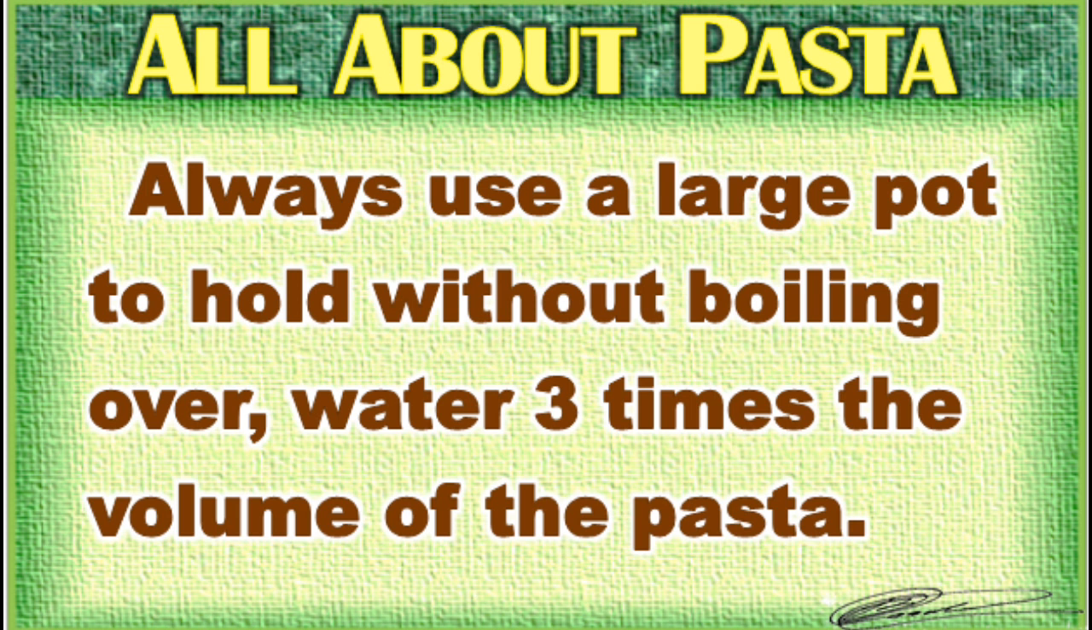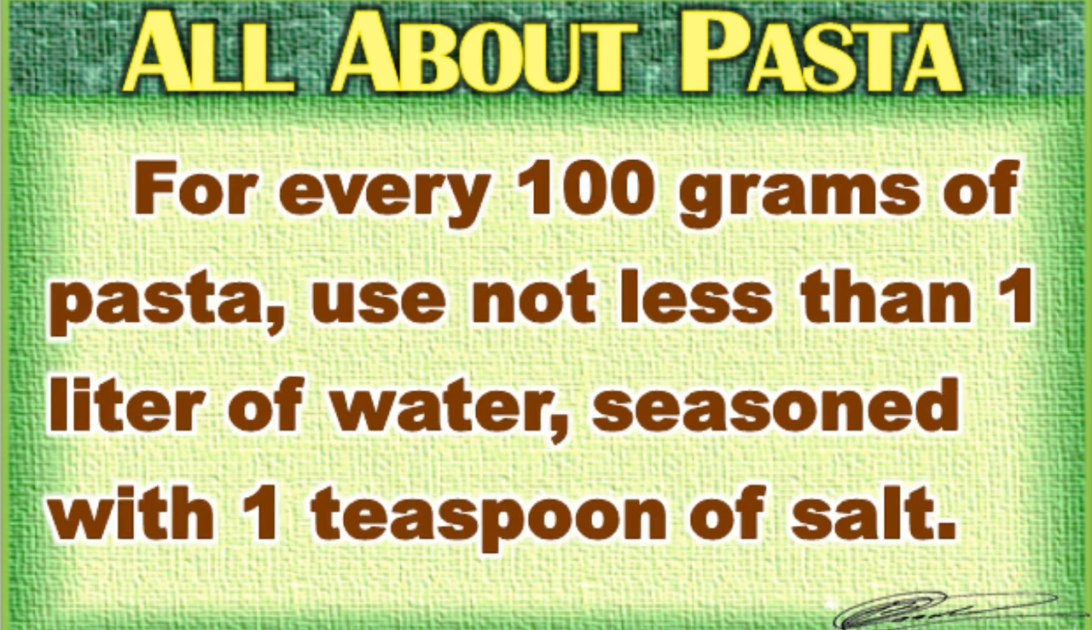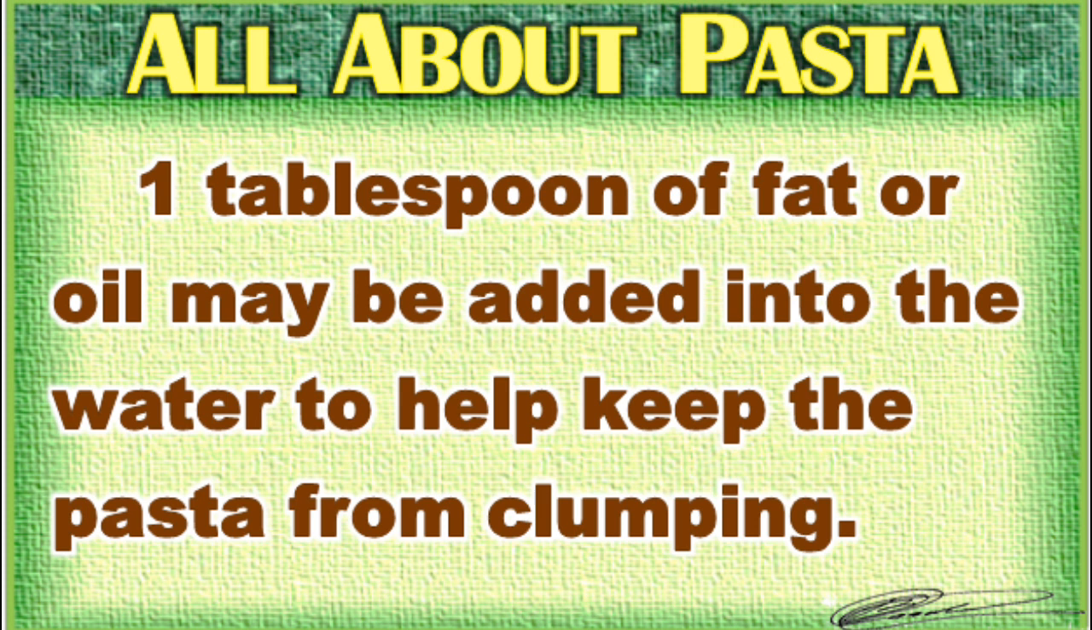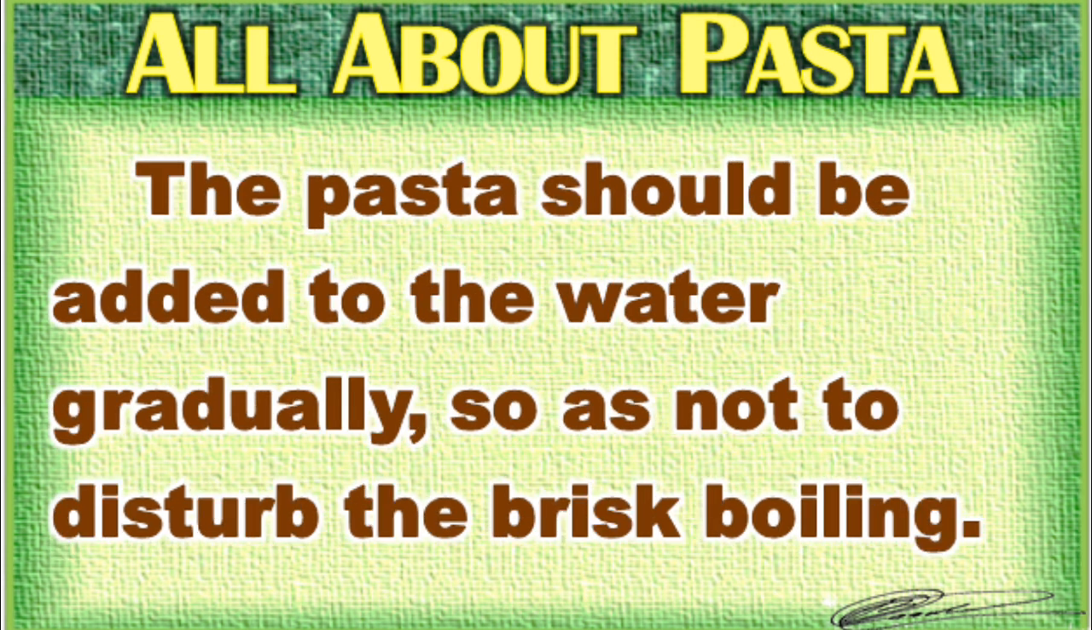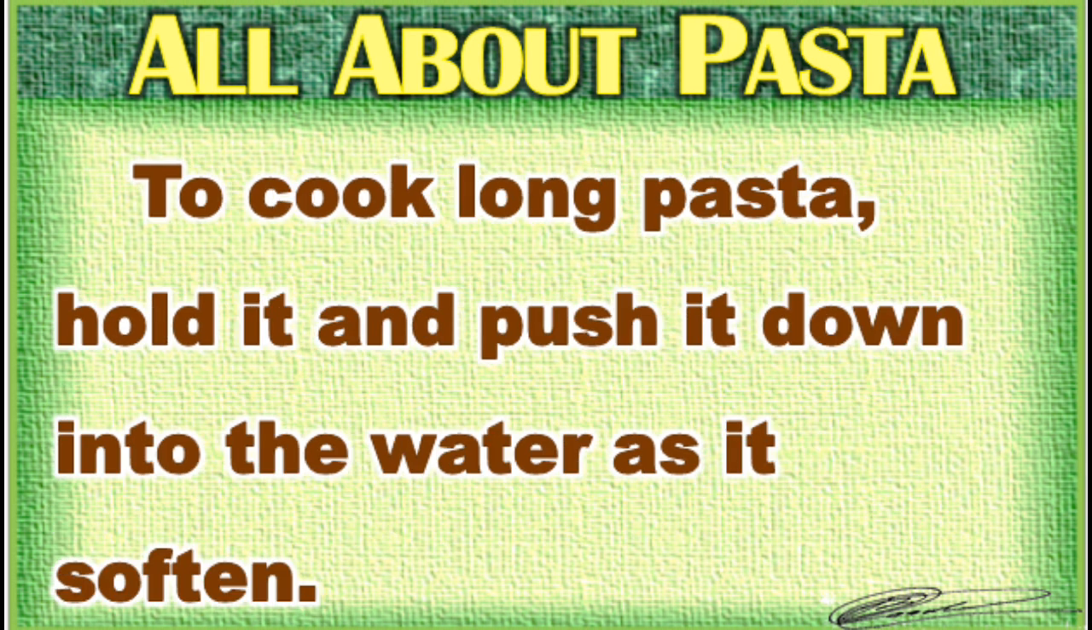Water should be 3 times the volume of the pasta. For the right proportion, remember this. For every 100 grams of pasta, use not less than 1 liter of water, season with 1 teaspoon of salt. 1 tablespoon of fat or oil may be added into the water to keep the pasta from clumping. The pasta should be added to the water gradually so as not to disturb the brisk boiling. To cook long pasta, hold it and push it down into the water as it softens.